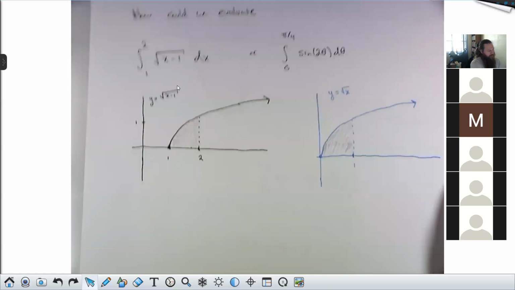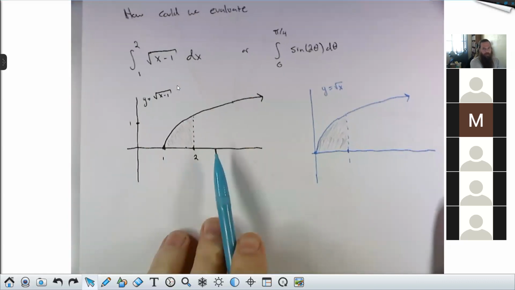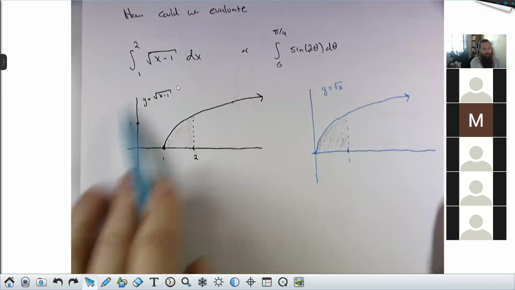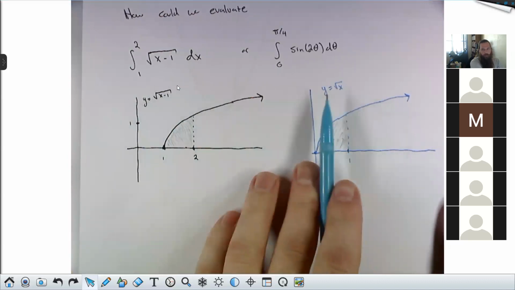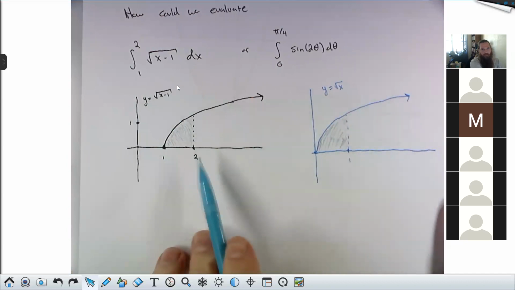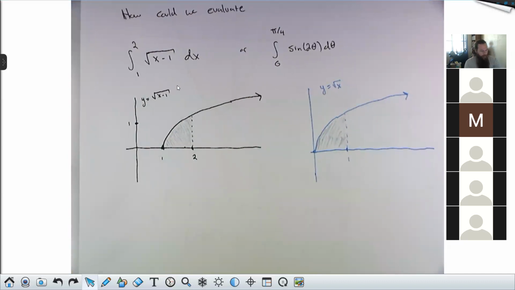Now, what did we say? I said that these are the same graphs, right? It's just that my function has been shifted to the right 1 unit. If I shift this bad boy to the right 1 unit, it becomes this. So do you believe me when I say the two shaded areas are the same? Yes. Yeah, they better be, right?